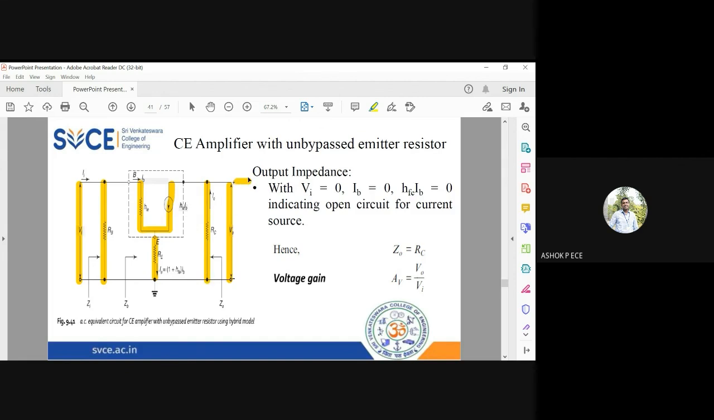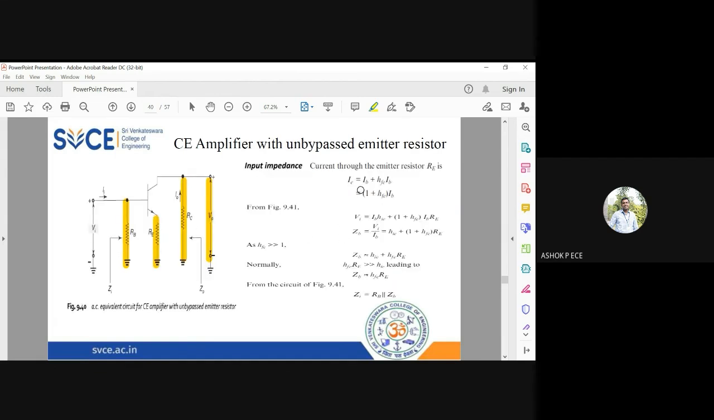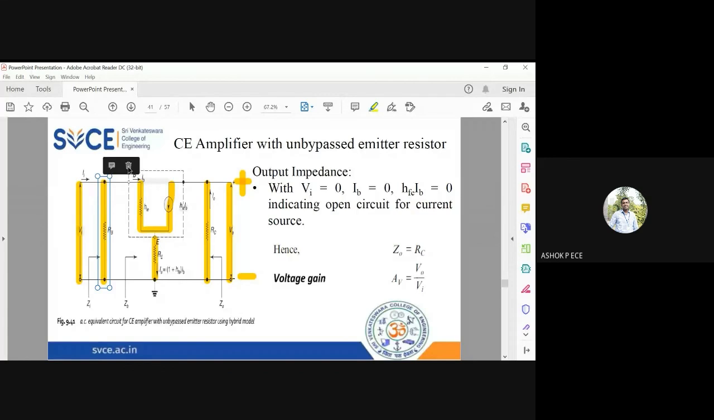V0 is always measured with the upper terminal positive, and depending on the current direction the expression will have a minus sign or plus sign. So this is our h parameter equivalent circuit, and same thing, IE is equal to (1 plus hfe) into IB. We write everything in terms of IB, because that will be simple for us. The first one is input impedance. For input impedance you have to consider the input side. Okay, so consider the input side.